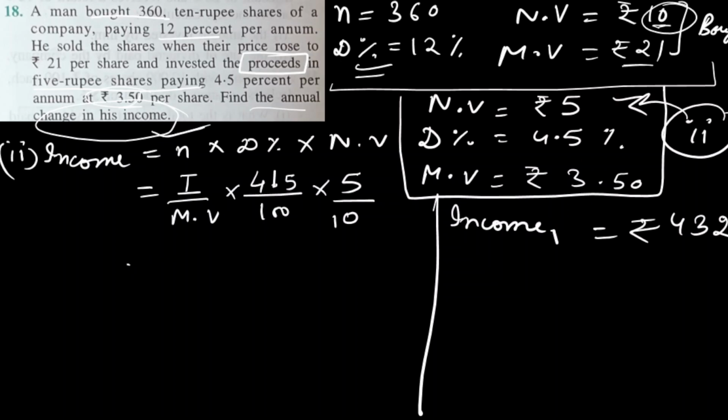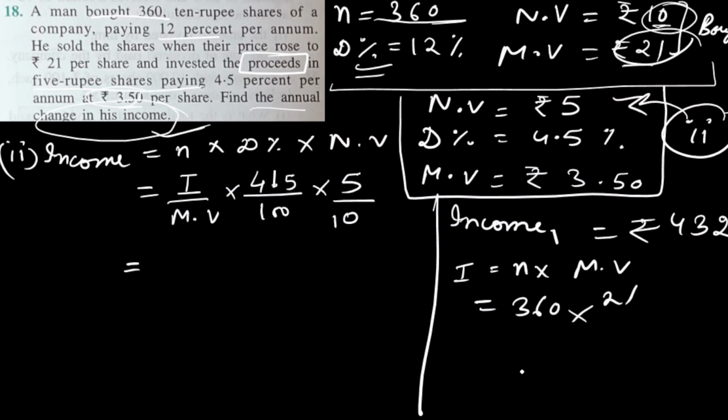Now what is the investment here? Here we have to make use of the investment that I calculated at the start. Investment is equal to number of shares into market value. What is the number of shares? Number of shares is equal to 360. Market value is 21. At the start I found this.